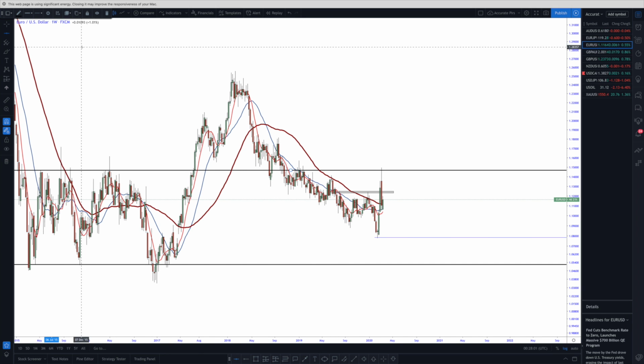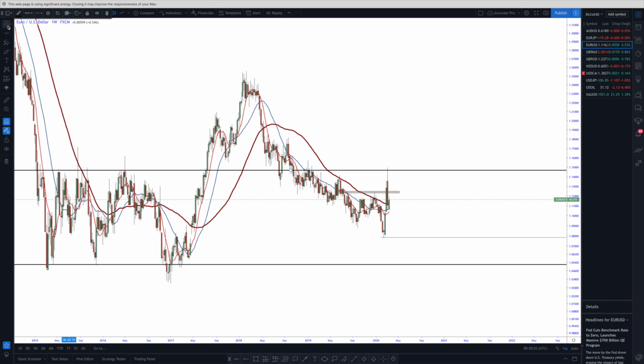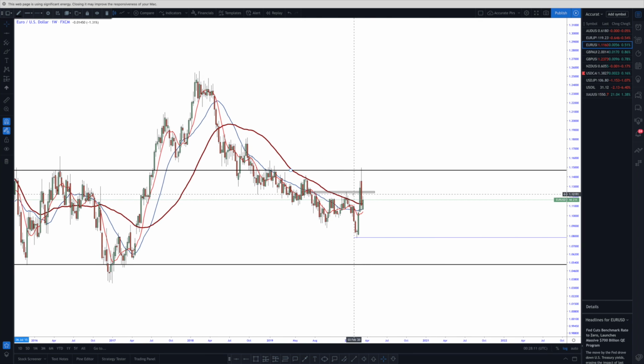It should be in line with current touches of the resistance level. So this will be my new resistance level right here, 1.1471. That will be my new resistance area right here. Gonna get rid of this temporary resistance.